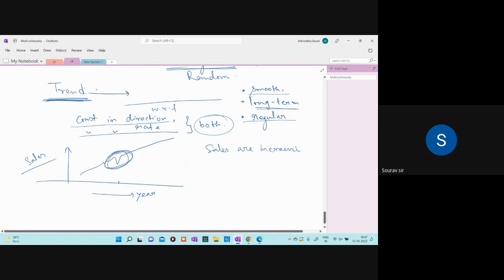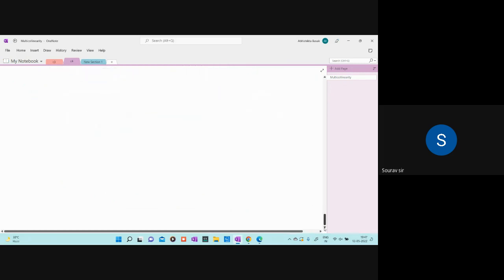And what are the methods of measuring this? One is moving average, mathematical curve fitting, and freehand curve fitting. You can just mention them if you wish.